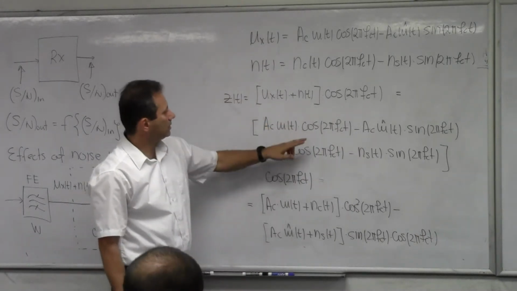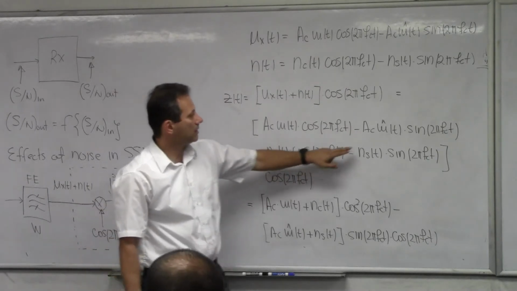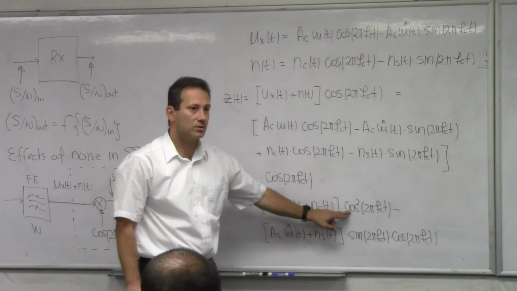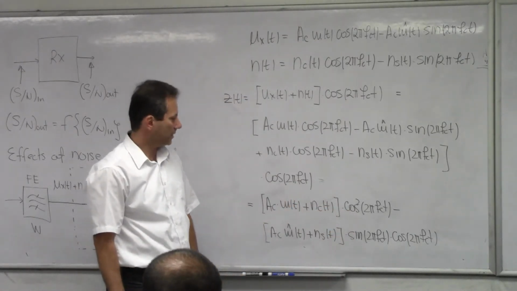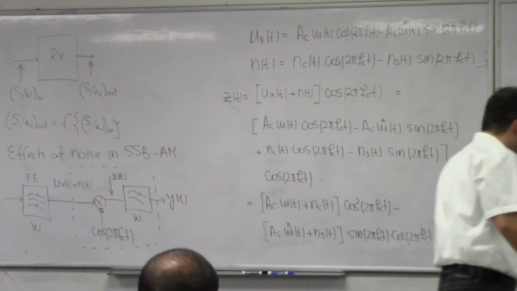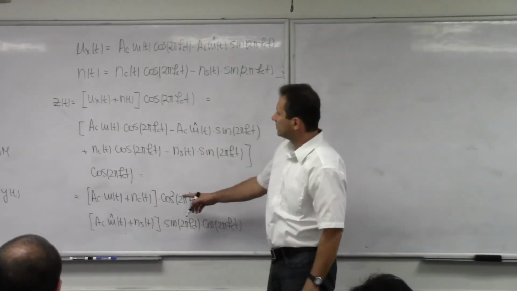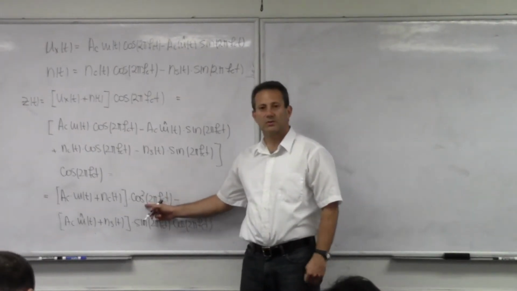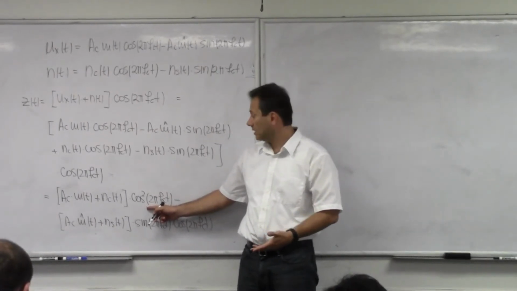What did I do here? I just grouped these two because they're along the cosine, and then I grouped these two because they're along the sine, and then cosine times cosine is cosine squared, here's the cosine times sine. So just simple math there. Now, let's look at the first term here. You remember this cosine squared can be represented as 1/2 plus 1/2 cosine double angle.